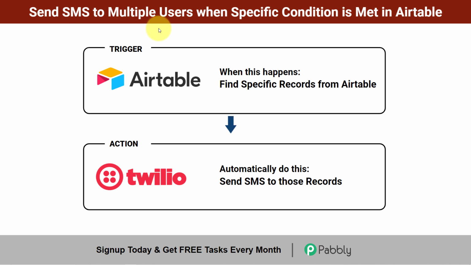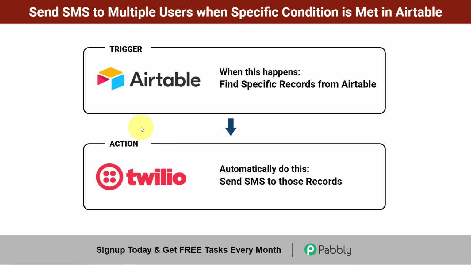How to send SMS to multiple users automatically when a specific condition is met in Airtable. So I have a lot of records in Airtable, and whenever a certain condition is met in any of those records, I would like to send SMS to those records only. So I am going to do that by setting up an automation between Airtable and this SMS application, Twilio.